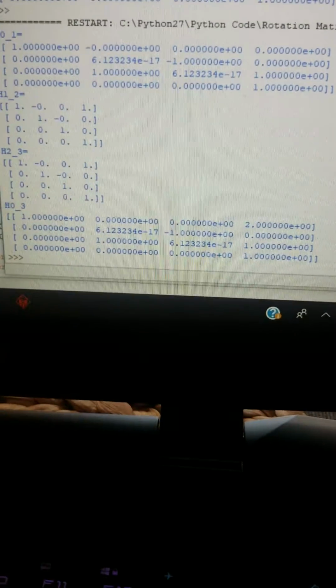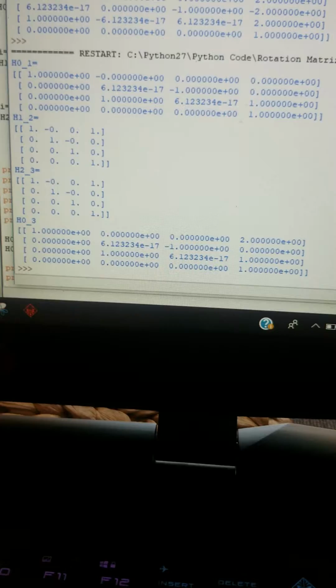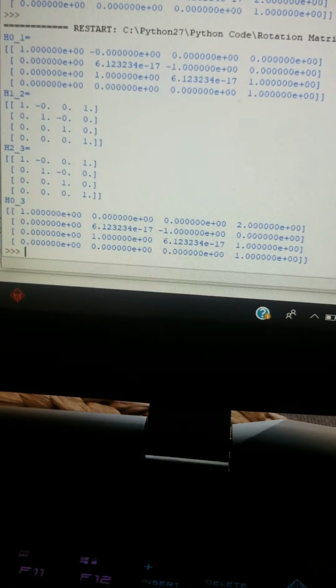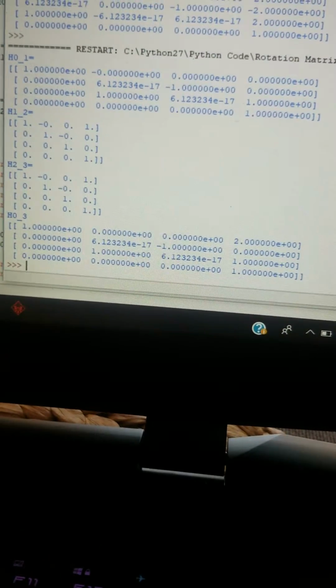So I believe this is actually a correct homogeneous transformation matrix for the articulated manipulator using the shortcut method.